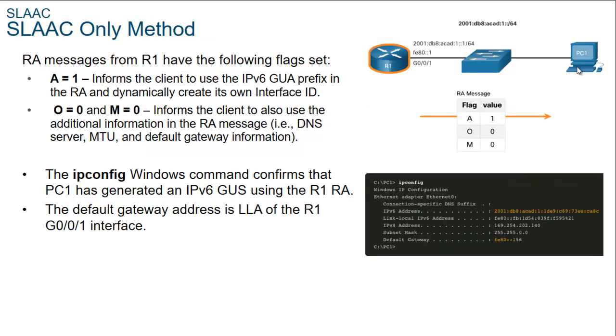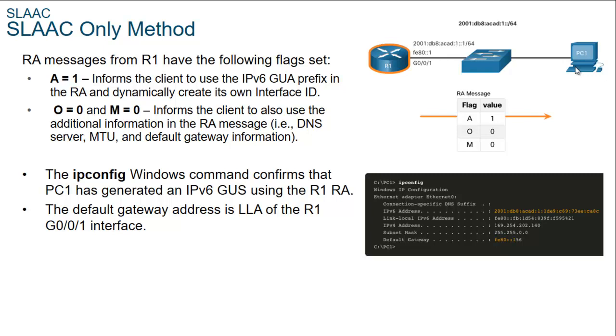Now let's look at the SLAAC only method, meaning that the host will get all the information to create its own GUA from the RA only. So RA messages from R1 have the following flags set. Flag A is set to 1. It informs the client to use the IPv6 GUA prefix in the RA and dynamically create their own ID. The flags O and M are set to 0, and this informs the client that there is no other server for additional information. All the information you need is in the RA.